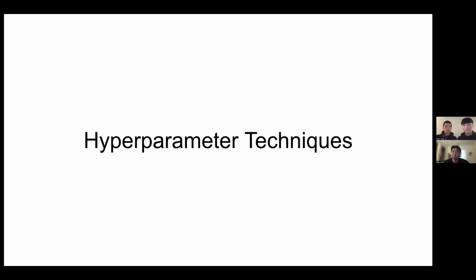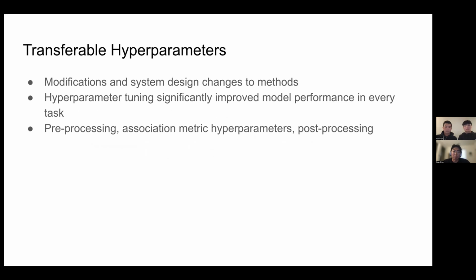Next, we're going to be covering the hyperparameter techniques that are used in this experiment. When we're talking about hyperparameters, we're more specifically talking about modifications and system design changes that we're making to these algorithms. It was found that using hyperparameter tuning significantly improved model performance for each task. There are three different types of hyperparameter tuning: pre-processing, association metric hyperparameters, and post-processing hyperparameters. Pre-processing affects the algorithm's input data. The association metric hyperparameters define how word-context interactions are calculated, and post-processing modifies the resulting word vectors.